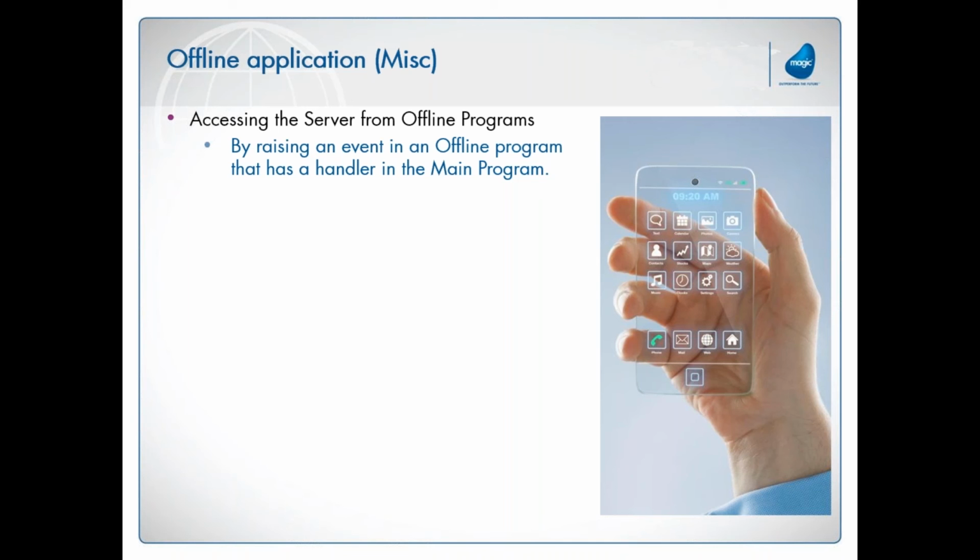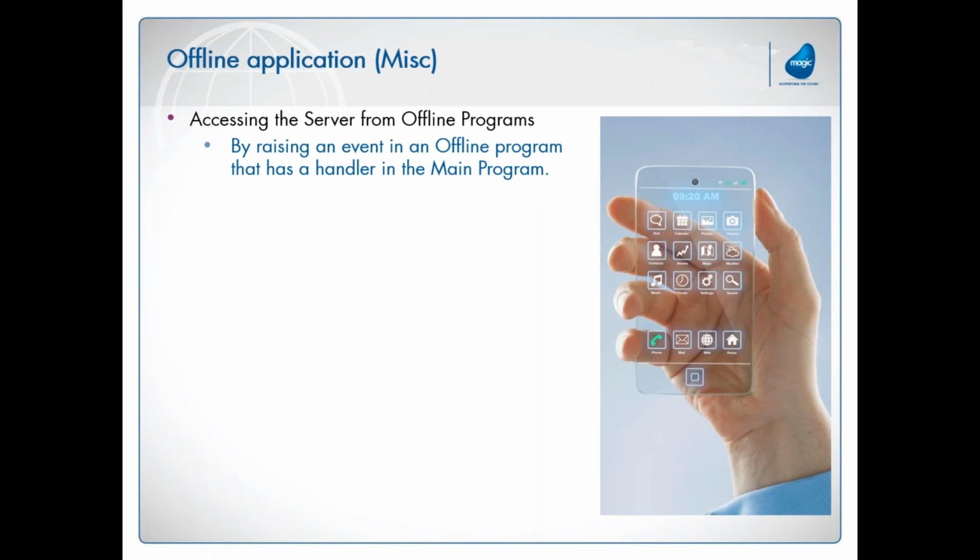Offline programs cannot access the server, as I mentioned, but sometimes you need to call a non-offline program. For example, to synchronize data from the server, you need server access. This is done by raising an event in the offline program, and you will have a handler in the main program that handles this event.